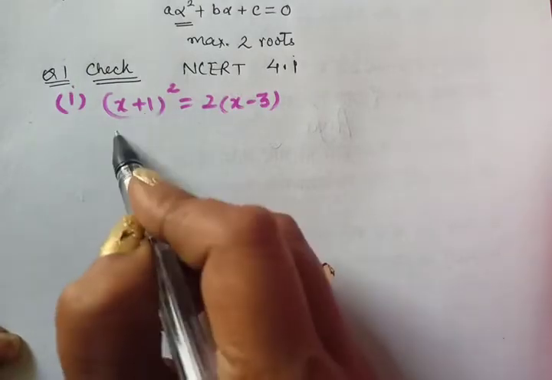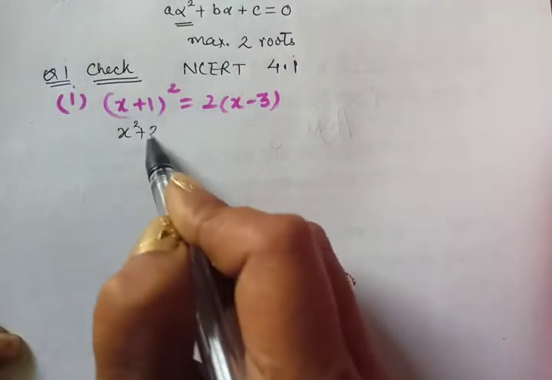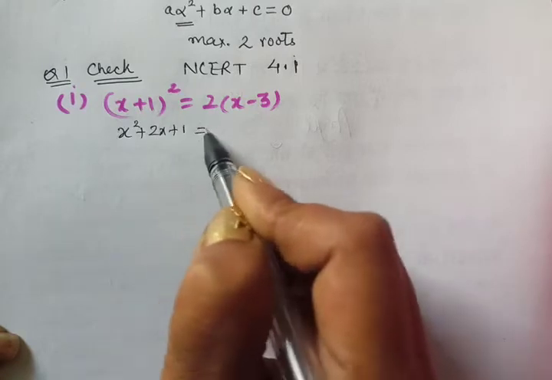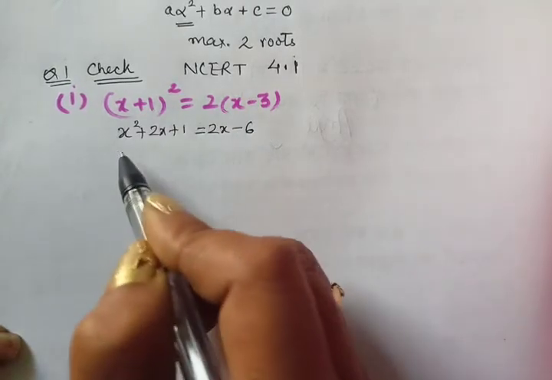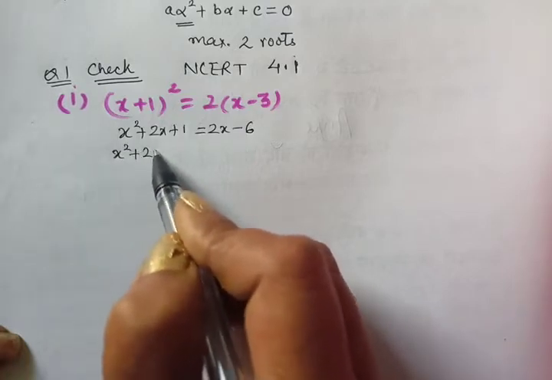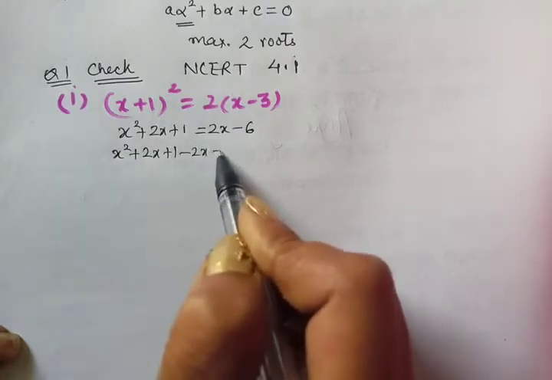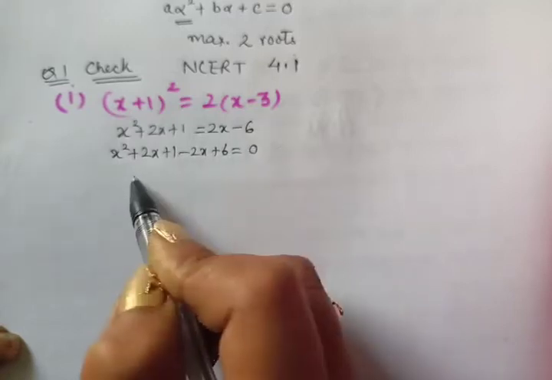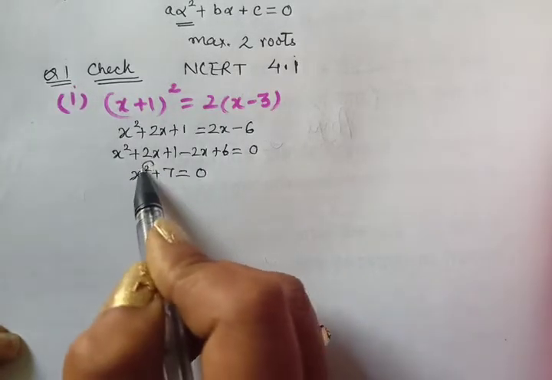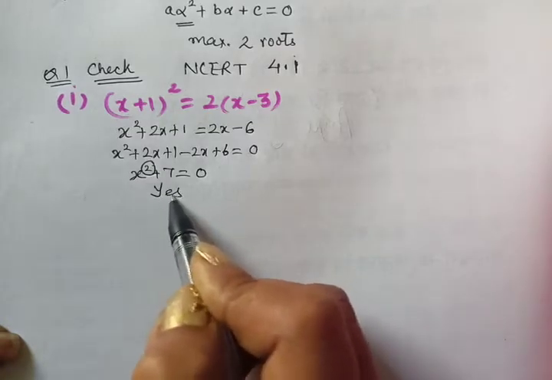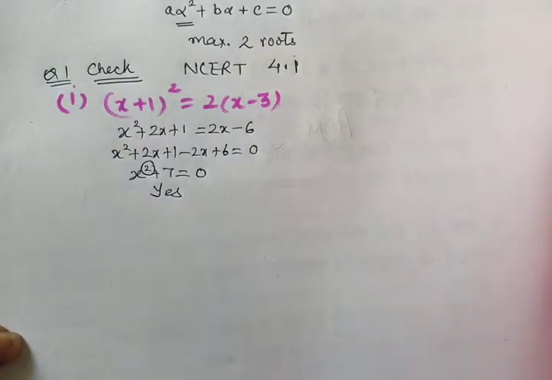X plus 1 whole square is x square plus 2x plus 1. We are just using the identity, which gives you 2x minus 6. Now bring everything on left hand side. X square plus 2x plus 1 minus 2x plus 6 is equal to 0. And I am left with x square plus 7 is equal to 0. Now since the degree is 2, therefore yes, it is a quadratic equation.